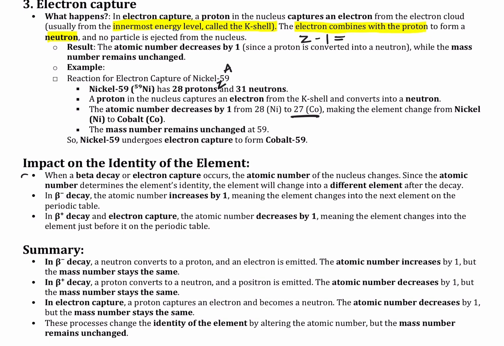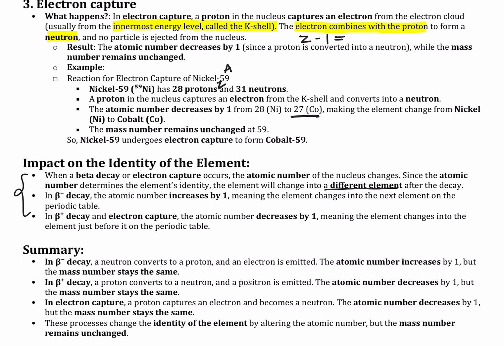So these are three important things to remember. When a beta decay or electron capture occurs, the atomic number of the nucleus changes. And since the atomic number determines the element's identity, the element will change to a different element. Every time you change the atomic number, you change the element. In beta minus decay, it's actually minus, right? However, I like to think about the fact that it's a plus. A plus will be the effect. In a beta minus decay, we add 1 to our atomic number. So atomic number increases by 1. The element changes into the next element on the periodic table.